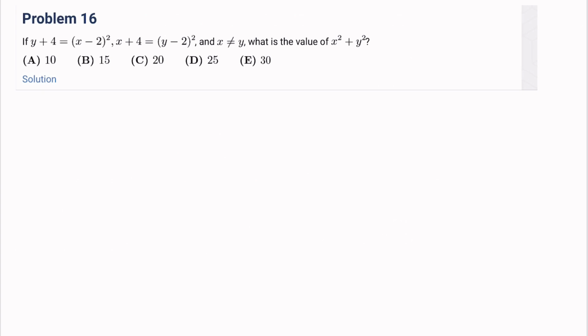Number 16. If y plus 4 equals x minus 2 squared and x plus 4 equals y minus 2 squared and x is not y, what is the value of x squared plus y squared?